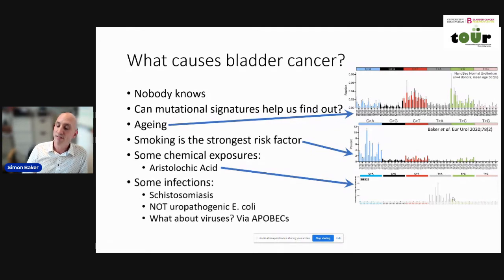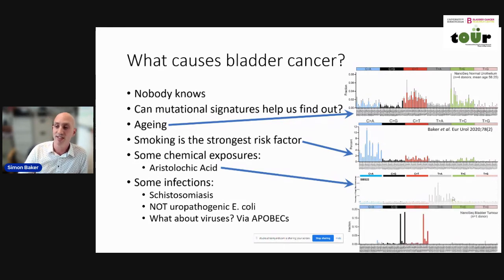And what about infections? Well, we know some cause bladder cancer. So schistosomiasis in Africa is a risk factor for bladder cancer. Many of us would have expected recurrent UTIs to be important for bladder cancer risk, but that doesn't seem to be the case. But we know very little about viruses. And viruses are an important potential cause of bladder cancer because they induce the antiviral APOBEC enzymes. And these are cytosine deaminase enzymes that cause the distinctive patterns of changes that we see in bladder cancers. You can see that pattern here.